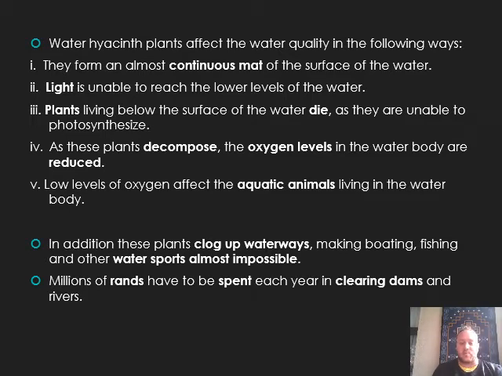In addition, these plants clog up waterways, making boating, fishing, and other water sports almost impossible. All right, that first little bit about clogging up waterways is important, because if we can't get water to move because of these hyacinth, that means that further down the river we're going to have not as much, or we're going to affect other natural habitats. So millions of rands have been spent each year in clearing dams and rivers.